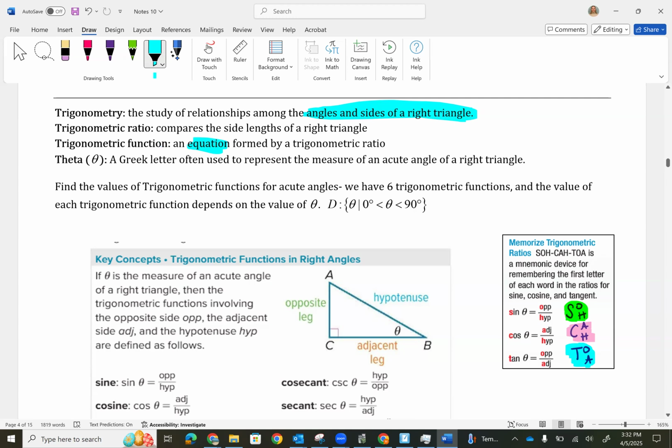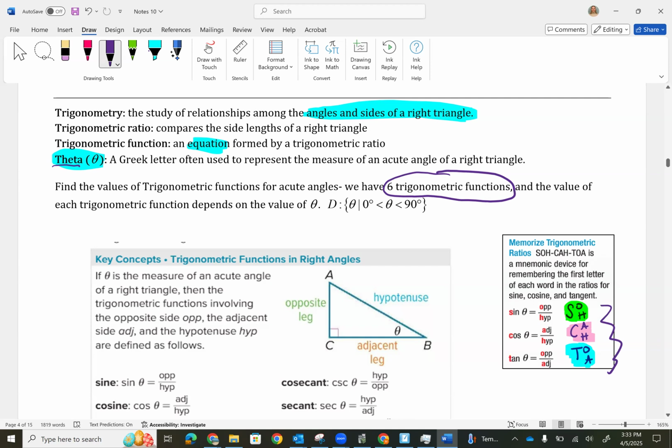We're going to use the word theta. That is going to be used a lot for the angles, okay? It's spelled theta like this, and a lot of people put an F there instead of a TH. And also, we actually have 6 trigonometric functions. So we only learned 3 last year. We're going to learn the other 3 this year.